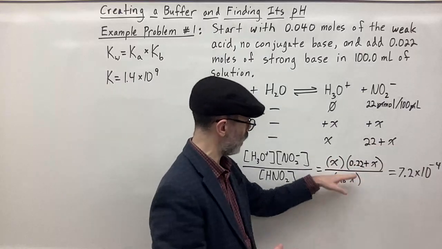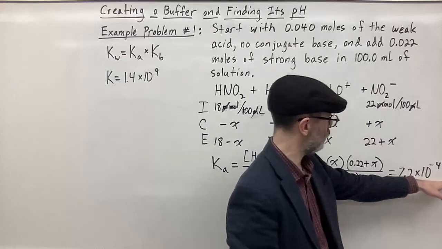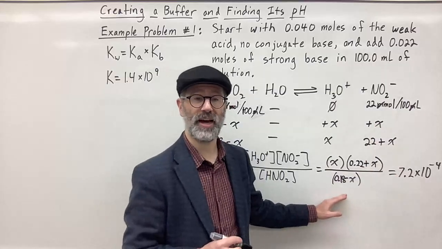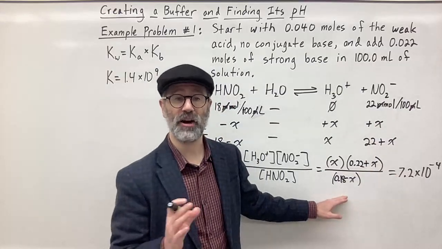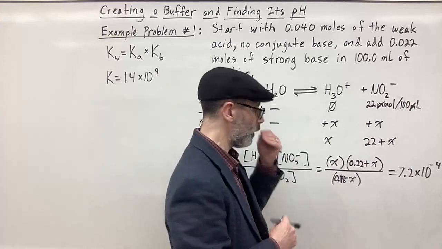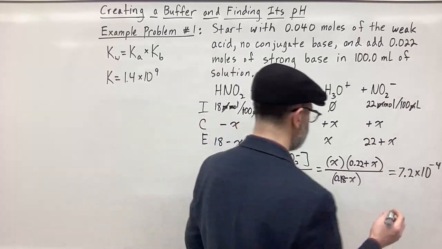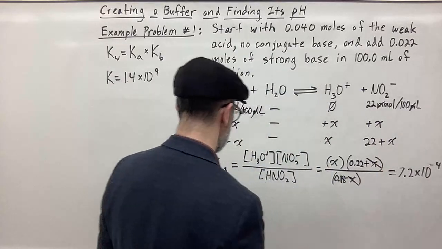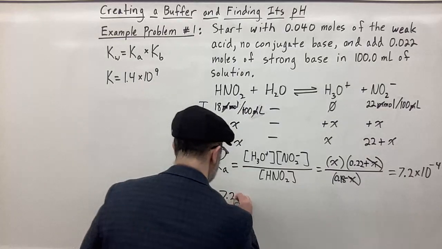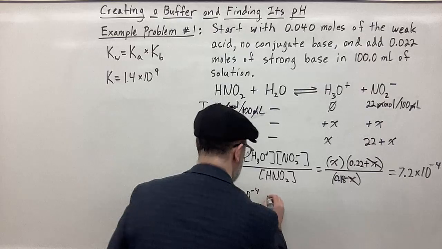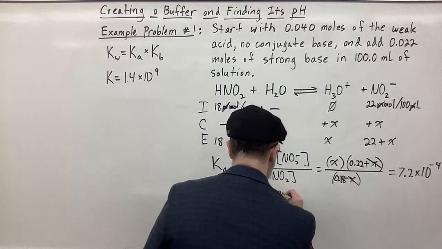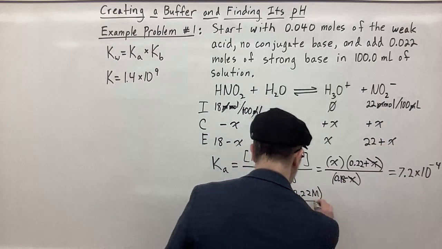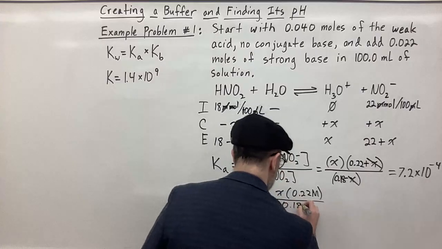So the concentrations here are on the order of 10 to the negative 1, and here we have 10 to the negative 4. That's a difference of about 1,000, so we can be confident that our X is small approximation will work. Then we can check it with the 5% rule if we want to. So we can get rid of this X and that X, and therefore 7.2 times 10 to the negative 4 is equal to X times 0.22 molar divided by 0.18 molar.